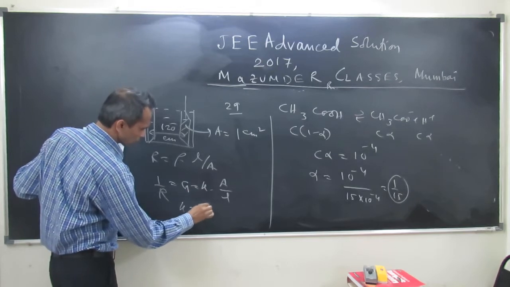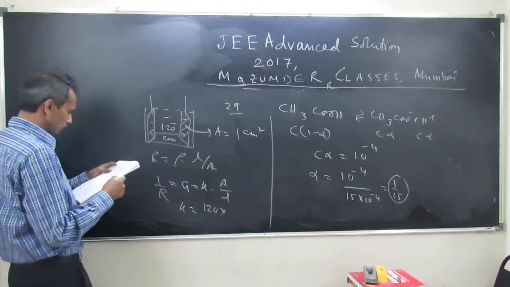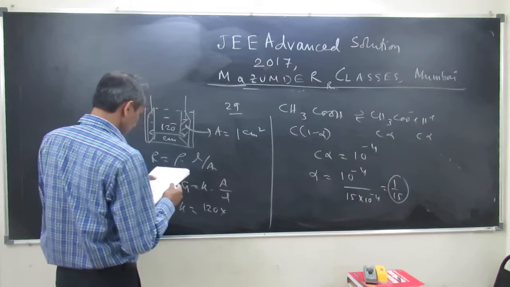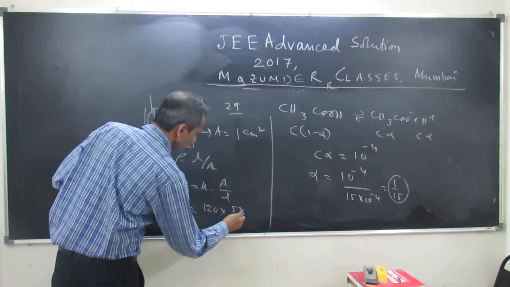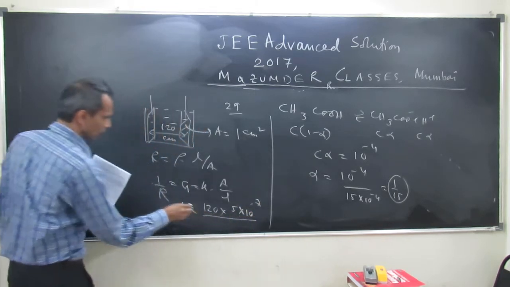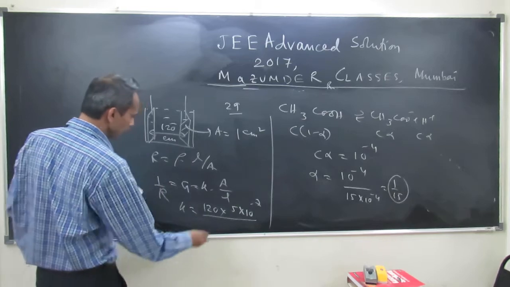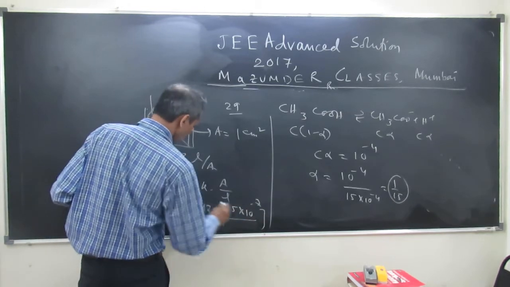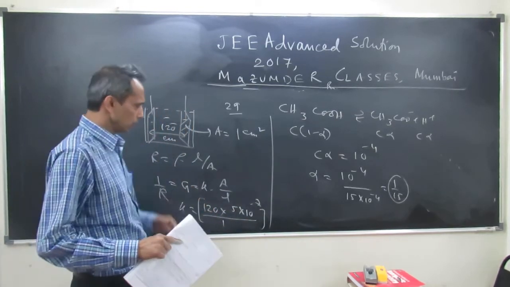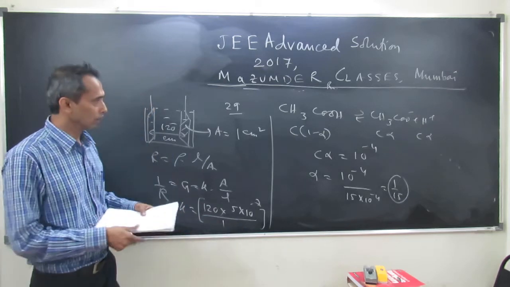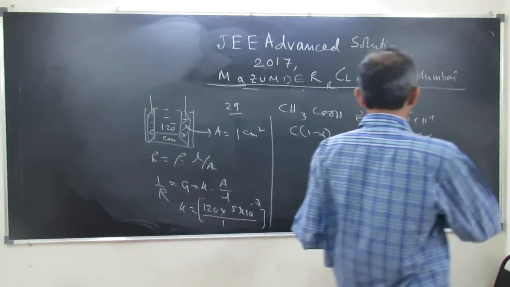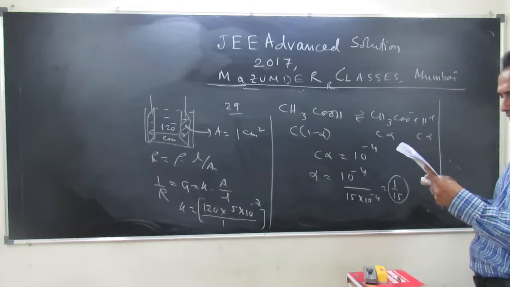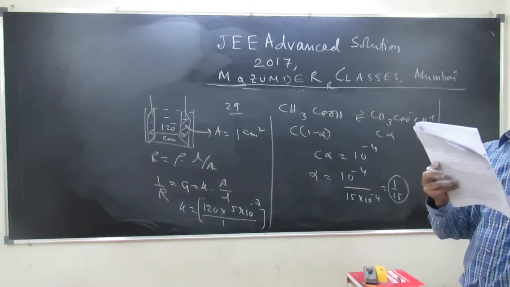L is 120, into the conductance they have given, that is 5 into 10 to the minus 7, divided by the area, which they have given equal to 1. So this is basically your kappa with proper unit. We know the unit of kappa. So once we got the kappa, now we'll come to this part, that they are saying the conductance of the solution is given.